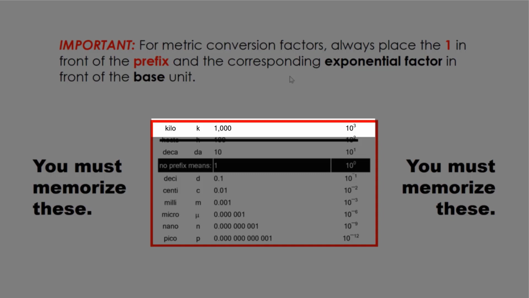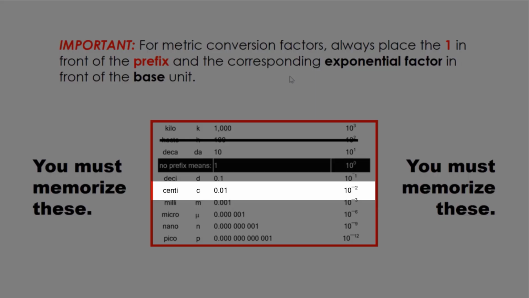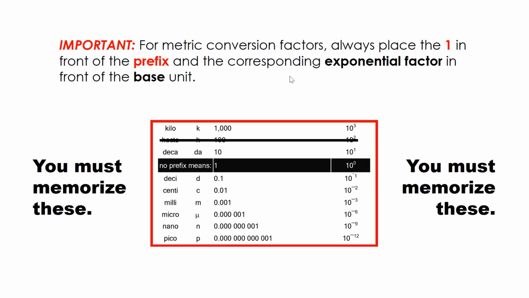1 kilometer is 10 to the third meters. Other ones that come up frequently are centi, which you know, there's 100 centimeters in a meter, or 1 centimeter is 10 to the negative 2 meters. If you look over to the side, the little exponent is what we're going to use for conversion, so that's what you have to remember. So a millimeter is a thousandth of a meter, micro is a millionth, nano is a billionth, and pico is a trillionth, or as they say in England, a millionth.